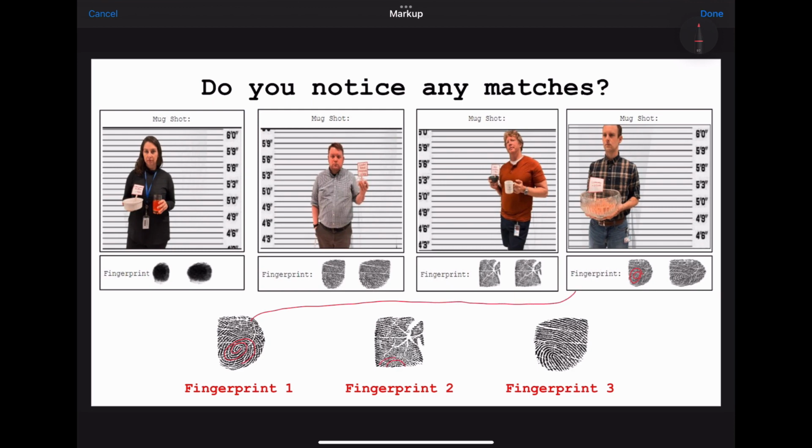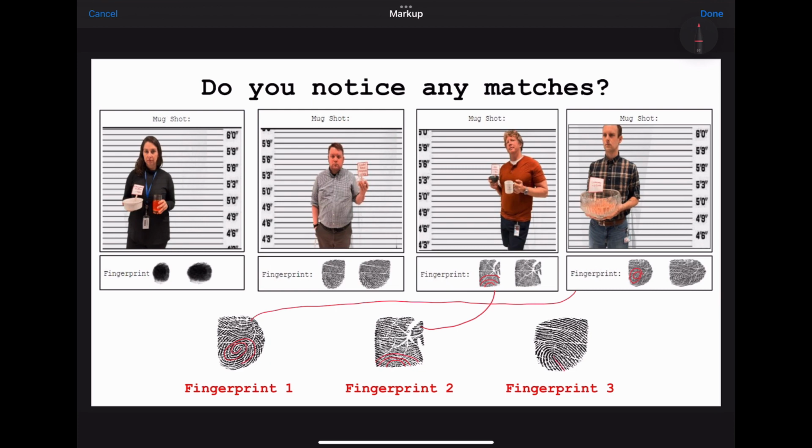Fingerprint number 2 has a distinct arch, and if we look at our suspect Ben, he also has an arch that can be found in his fingerprints. So I believe fingerprint number 2 matches to Ben.